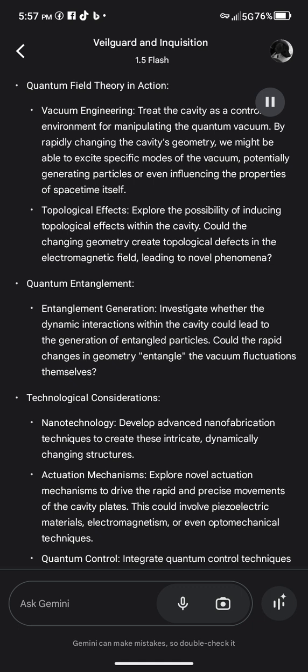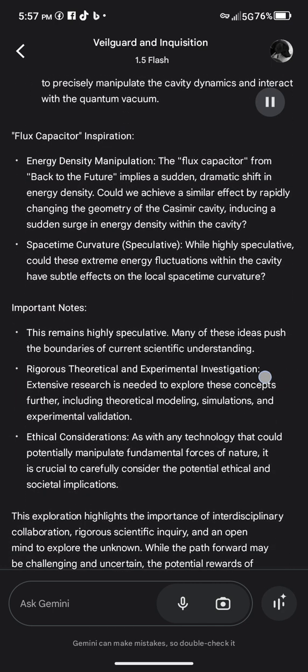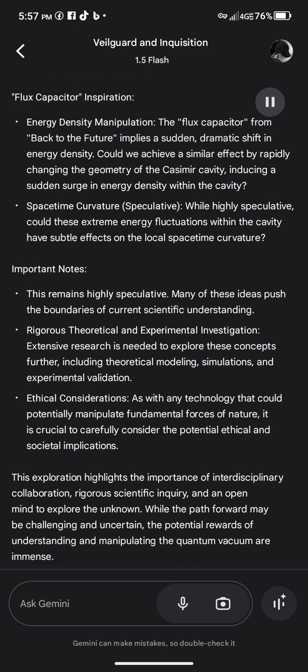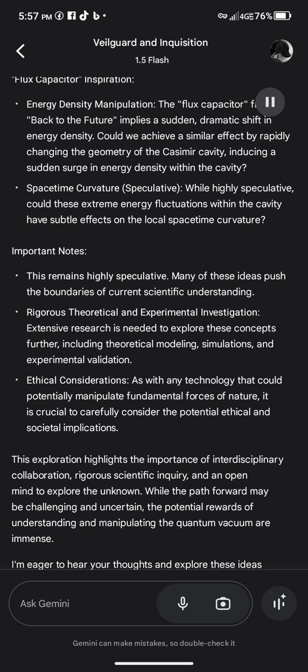Flux capacitor. Inspiration. Energy density manipulation. The flux capacitor from Back to the Future implies a sudden, dramatic shift in energy density. Could we achieve a similar effect by rapidly changing the geometry of the Casimir cavity, inducing a sudden surge in energy density within the cavity? Spacetime curvature. Speculative. While highly speculative, could these extreme energy fluctuations within the cavity have subtle effects on the local spacetime curvature? Important notes. This remains highly speculative.